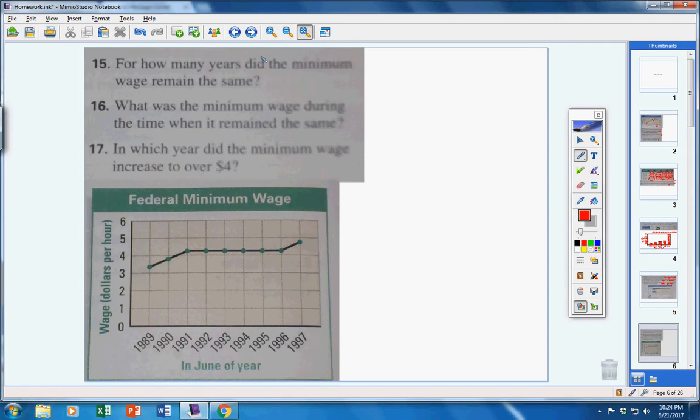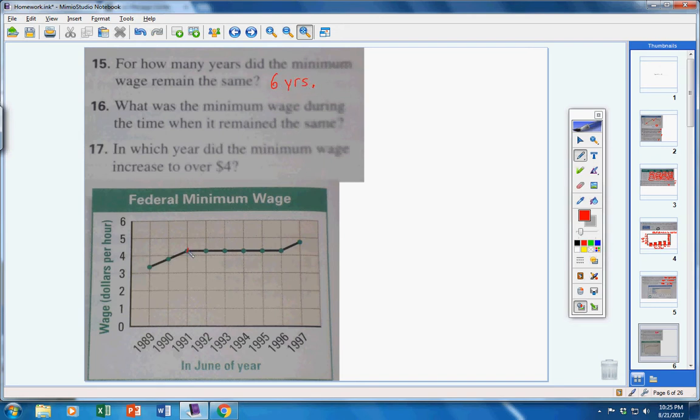Okay, 15, 16, and 17, we're going to answer questions using this line graph right here. How many years did the minimum wage stay the same? Well, be careful. If you just count the dots, you're going to say it was 6 years that it stayed the same, okay? And I guess I would give credit for that on a test or a quiz, but really when it says years, I will give credit for 6 years, that's fine.